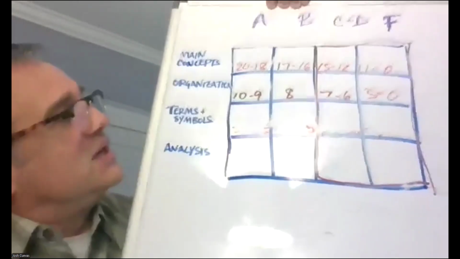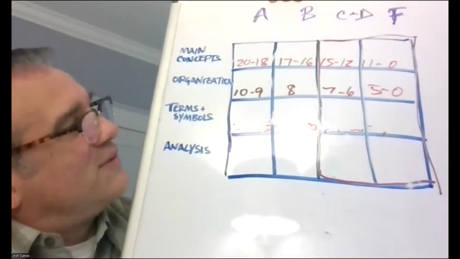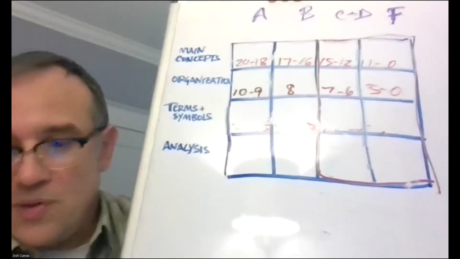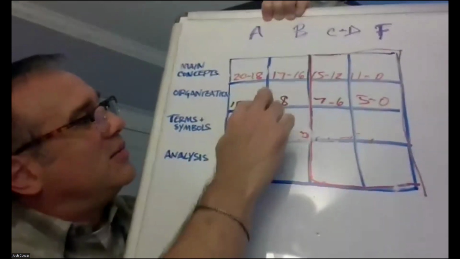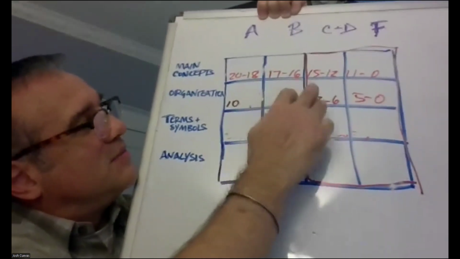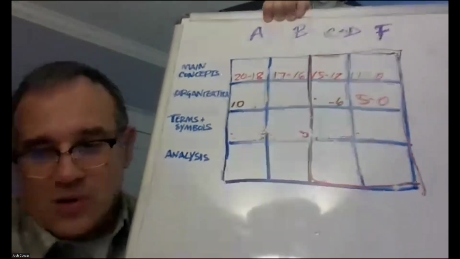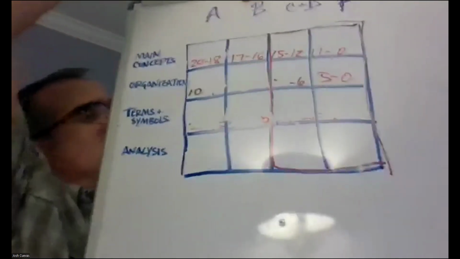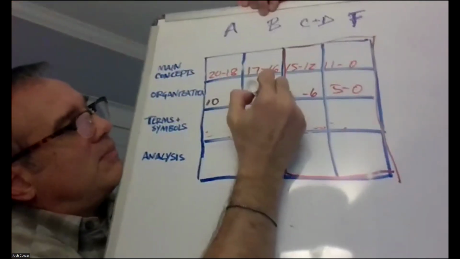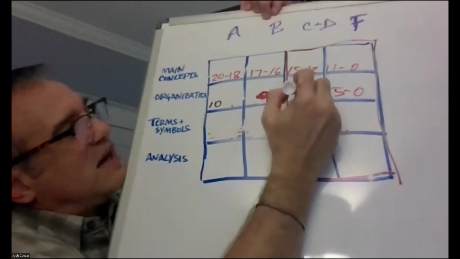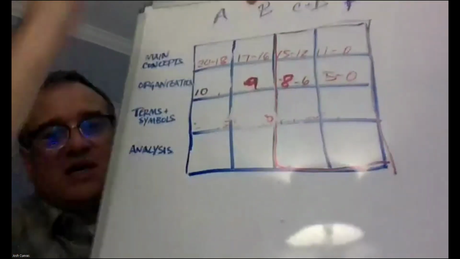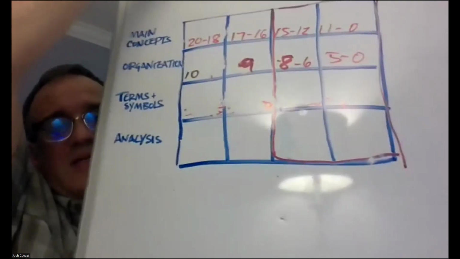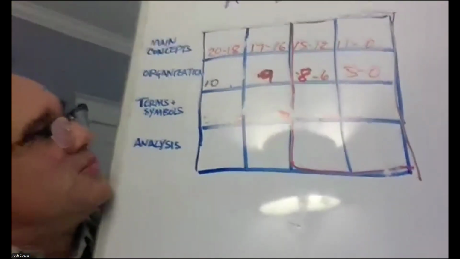But let's see. What if, what's the problem here? What if we did this? This is 9 and this is 8 to 6. That is incorrect, right? What's the problem there?